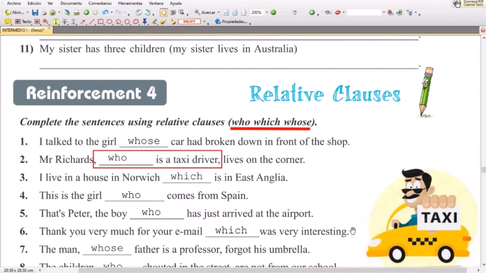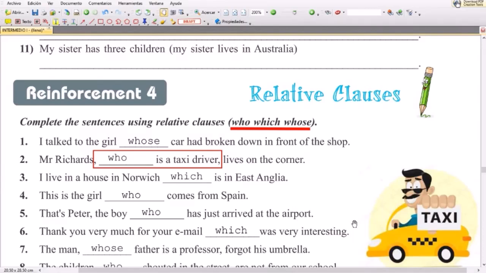As you can see here, the main sentence is: the man forgot his umbrella. But maybe you say, who? I mean, there are many men, many guys here. So who? The one whose father is a professor. So it is easier to identify that man.